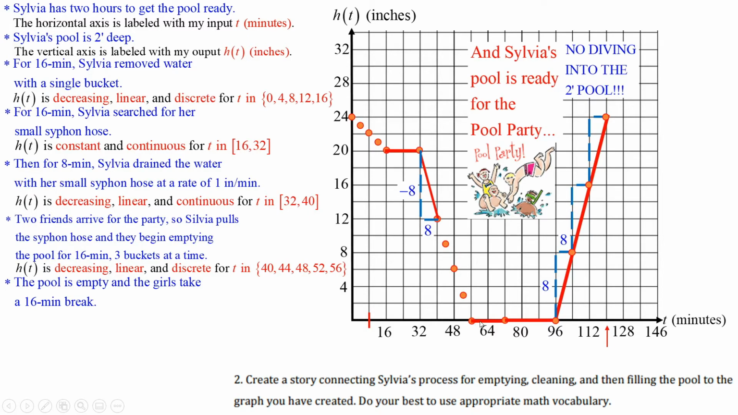So this is this interval right here, 16 minutes. So what's going on with this graph? H of t is, well, it's not decreasing anymore. The pool is empty. It's not increasing yet. So this is what we call constant when we're horizontal. It's just a constant function during that time interval. And because that's a solid segment, it's continuous. Constant and continuous. So now we've got to use our interval notation again.